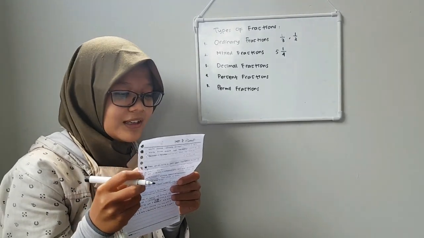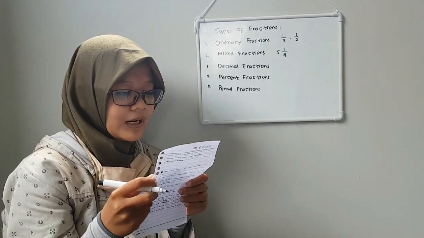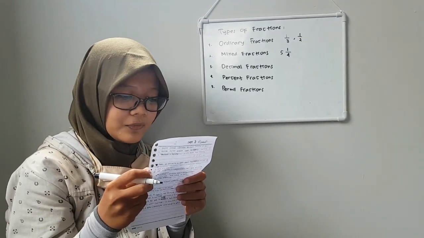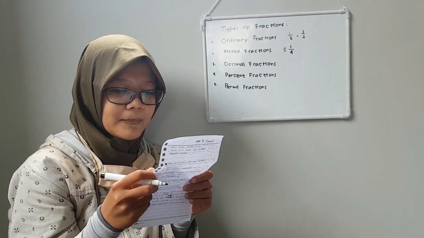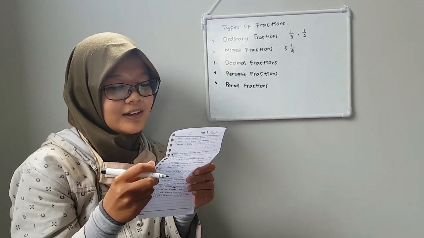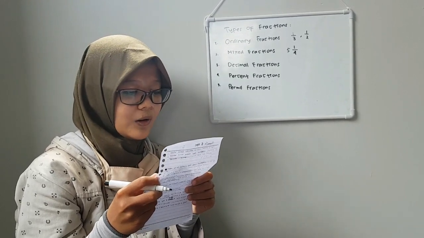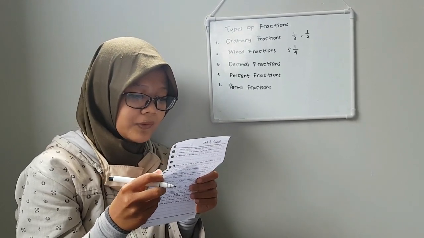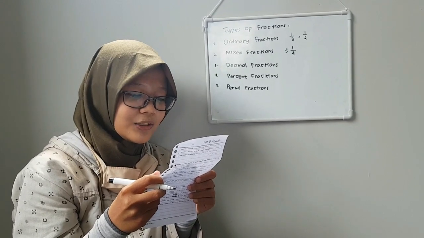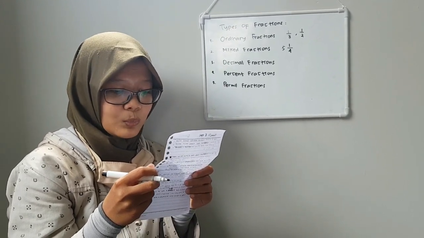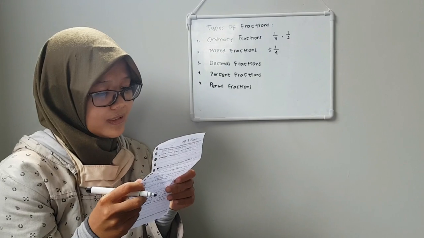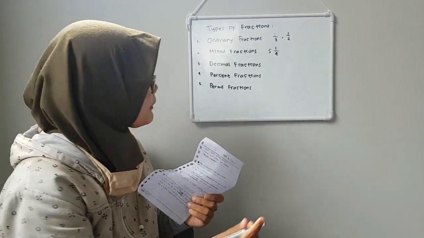Number 3, decimal fraction. A number obtained from dividing a number by 10, 100, 1000, and so on. Decimal fractions are usually marked with a comma. The example is 0.3.